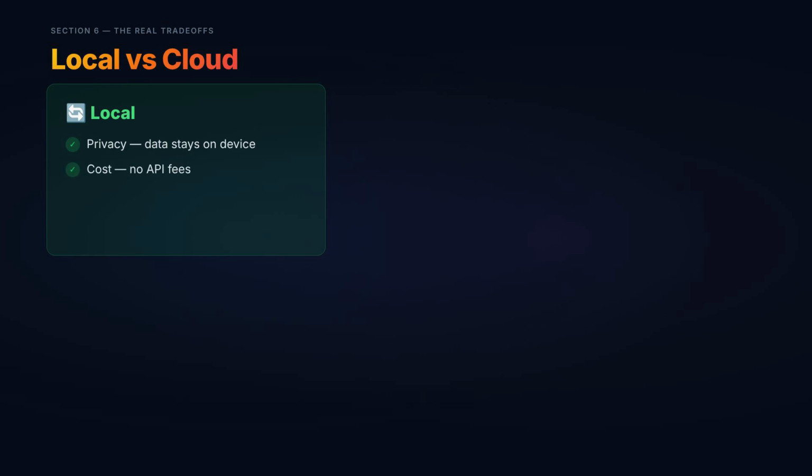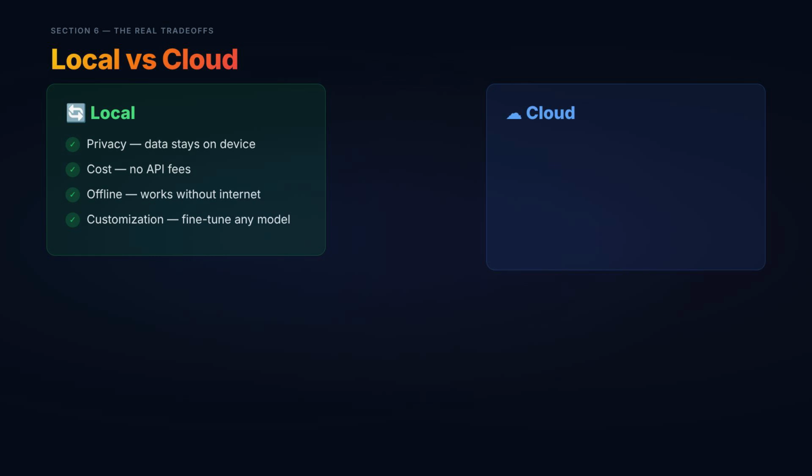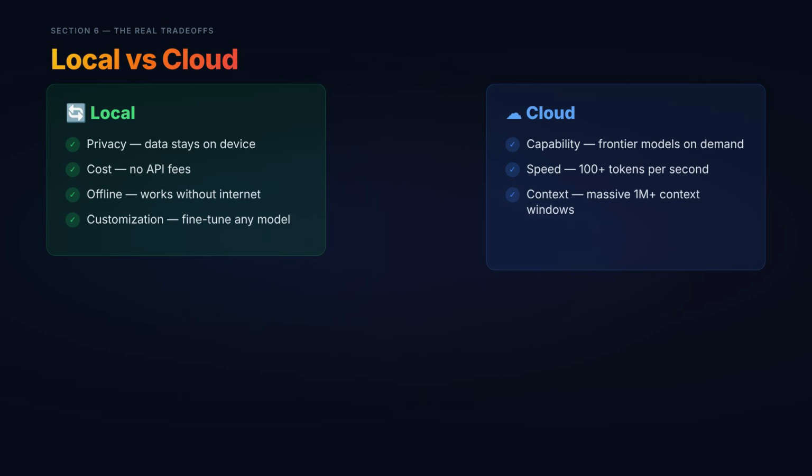Local and cloud agents are not interchangeable. They solve different constraints. Local systems are strongest when privacy, cost control, offline access, and customization matter. The code stays on your machine. You can change the prompt, swap the model, add tools, or run against a private repository without sending context to an external provider. Cloud systems are strongest when capability and speed matter. The best hosted models are still better at difficult reasoning. They usually produce tokens faster, handle very large context windows more comfortably, and have more reliable tool use behavior.